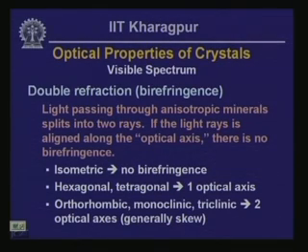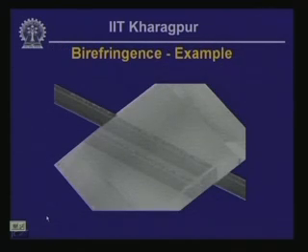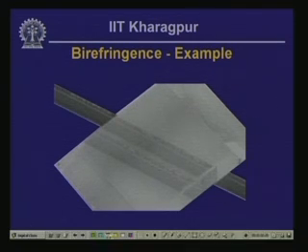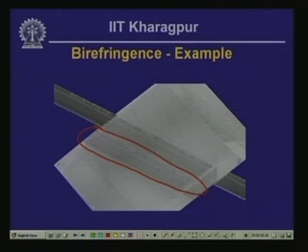If you have isometric crystals, you should remember that there will be no birefringence. Hexagonal and tetragonal crystals have one optical axis, and orthorhombic, monoclinic and triclinic crystals have two optical axes, and they are generally skew. This cartoon gives you an example of birefringence, in which an object is placed underneath a calcite crystal, and you can see that the object is splitting into two. One of them appears here and the other one appears here.